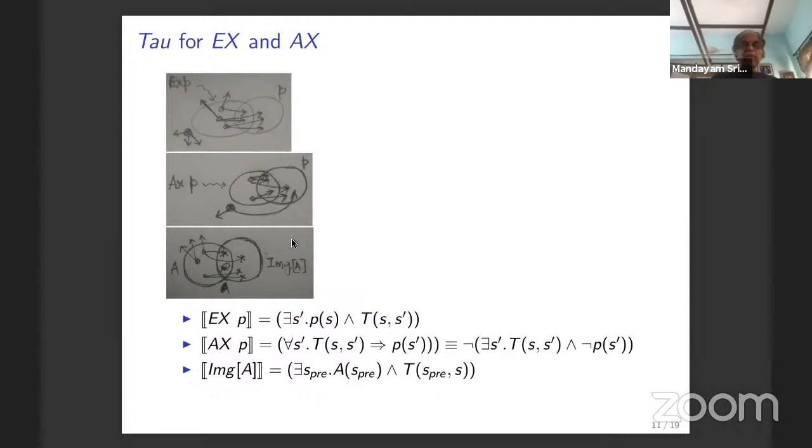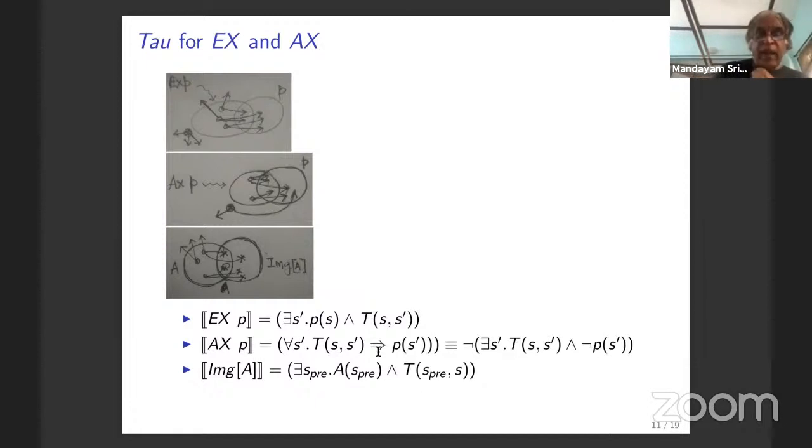So AX of P is all those states whose every successor gets mapped into P. So for example, this state will not be in AX of P, because there is a successor that does not get you into P, and that's why this state will not be part of AX of P. So this is the existential pre-image of some predicate P. This is the universal pre-image of P. Okay, so is this clear?